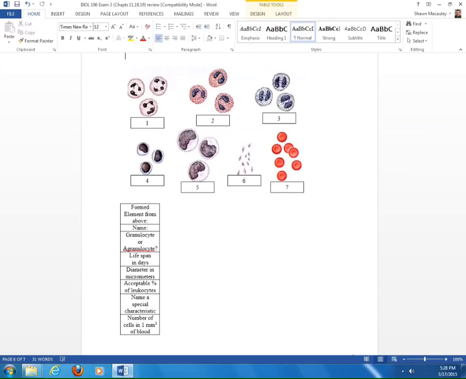Lymphocytes. There's two basic types of lymphocytes. What are they? You hear about them all the time. T cells and B cells. You can't tell them apart by looking at them, but what do we know the B cells do? B cells make your antibodies. Okay, so when we talk about antibodies, that's your B cells.